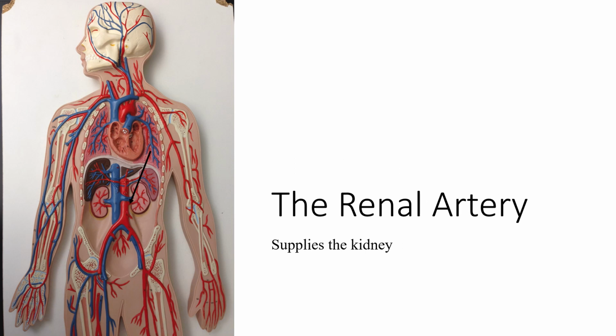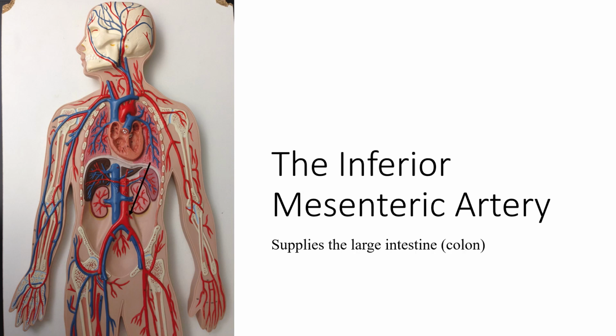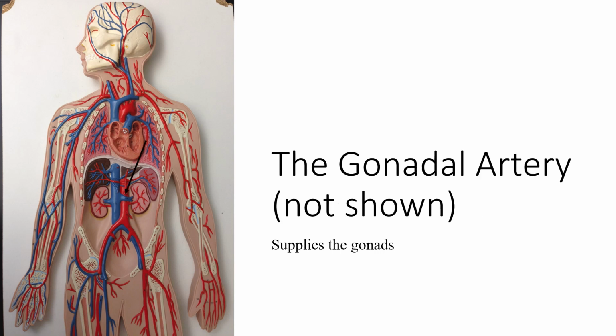Next is the renal artery supplying the kidney, and of course renal means pertaining to the kidney. The inferior mesenteric artery is supplying the large intestine or the colon. The gonadal artery, which is not shown, supplies the gonads. In females, the gonadal artery is what becomes the ovarian artery to supply the ovaries.